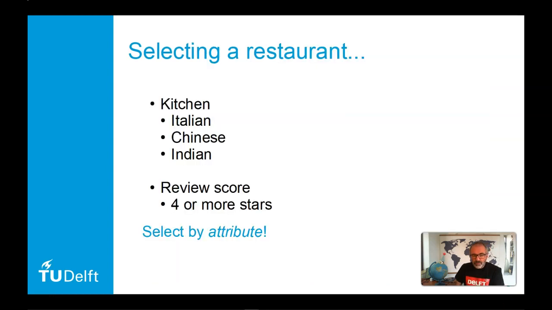For example, if you want to go to a restaurant, you want to make a selection first. For example, which kind of restaurant do you prefer? Do you prefer Italian, Chinese, Indian, or perhaps Greek or French restaurant, or the Dutch cuisine? So you have to pick your choice there. Another thing is that you can also have a look at the online review scores for the restaurant. So you only want to eat in a restaurant that has 4 or more stars out of 5. Those kind of things we call select by attributes. So we're looking at the table and we're looking at the values that are stored for each object.